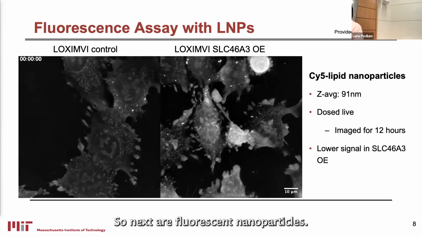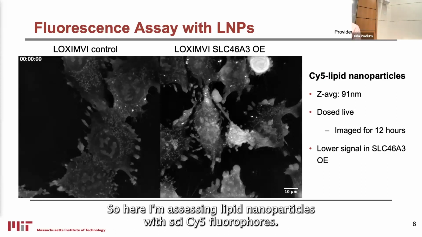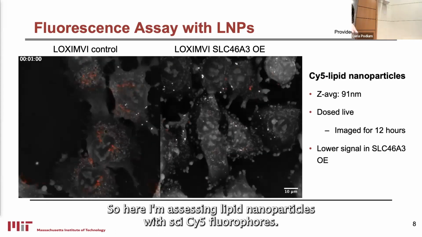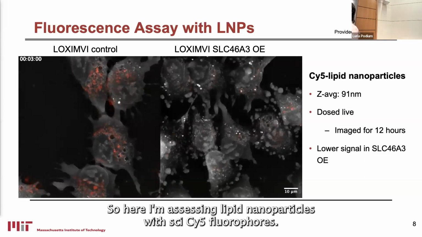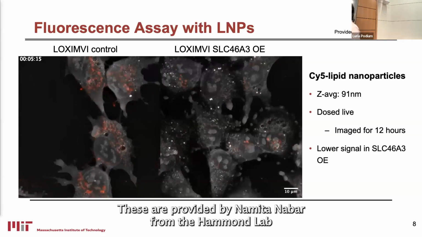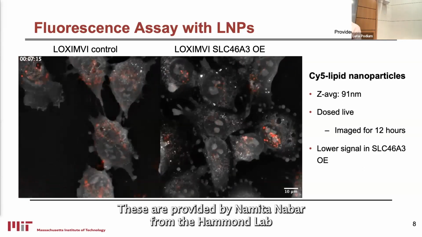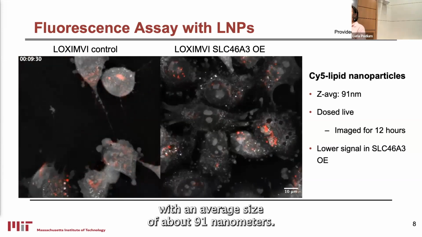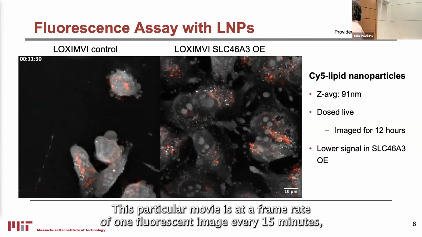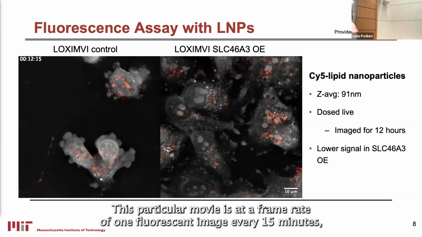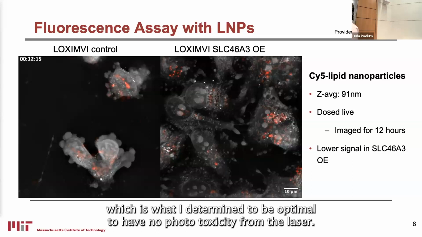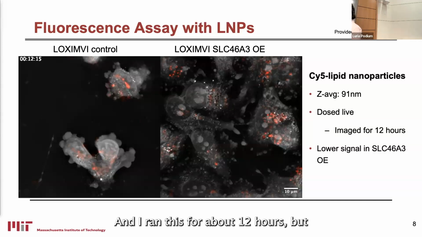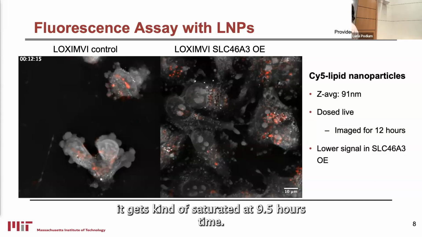So next are fluorescent nanoparticles. So here I'm assessing lipid nanoparticles with Cy5 fluorophores. These were provided by Namita Nabar from the Hammond Lab with an average size of about 91 nanometers. This particular movie is at a frame rate of 1 fluorescent image every 15 minutes, which is what I determined to be optimal to have no phototoxicity from the laser. And I ran this for about 12 hours, but it gets kind of saturated at 9 hours.